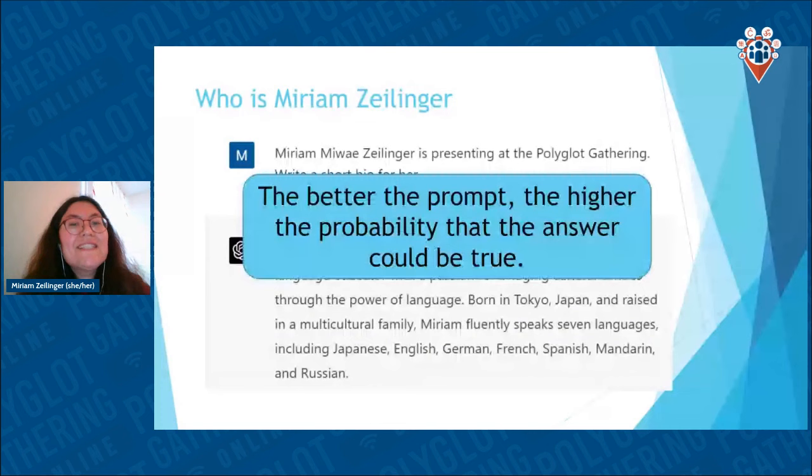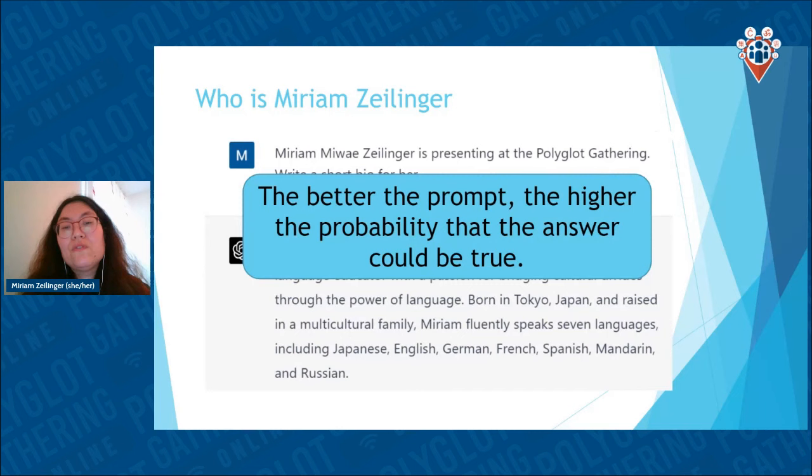And the thing is, the better the prompt, the higher the probability that the answer could be true. So actually, if you want to have good results with ChatGPT or other applications, you cannot rely on what data it will have, what it will know. You will have to feed the correct data that you want it to use. So if I wanted to have a real bio, I should also give ChatGPT more information about where I live or what my job is or what my age is, and then I would get an accurate bio that sounds good.